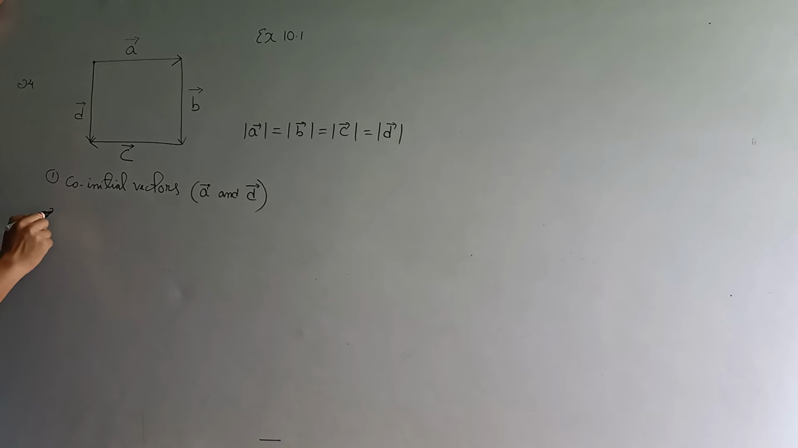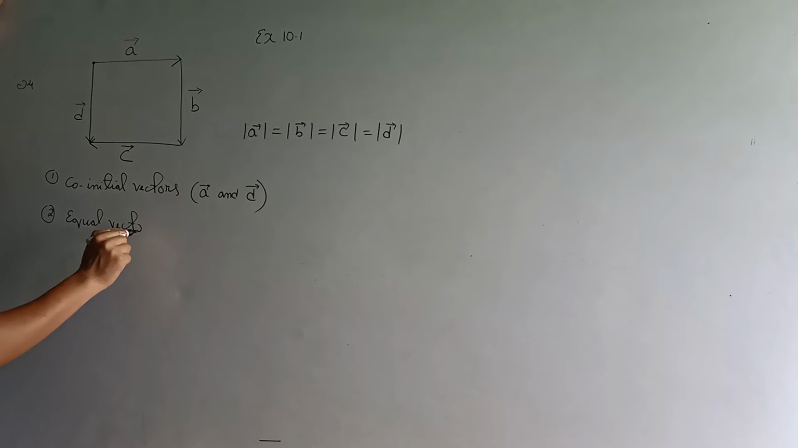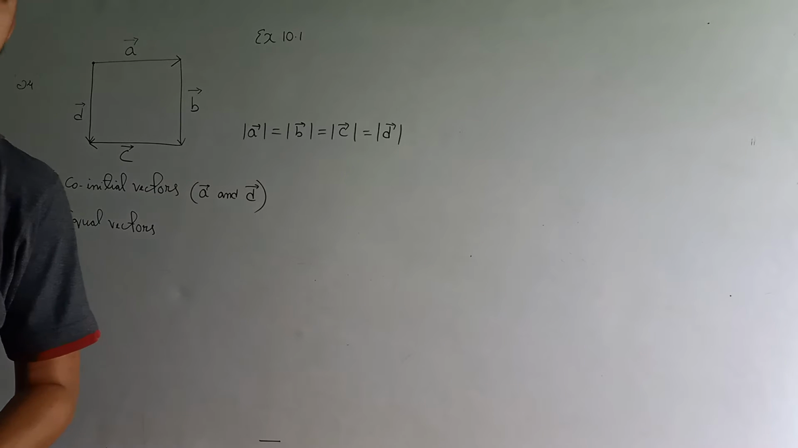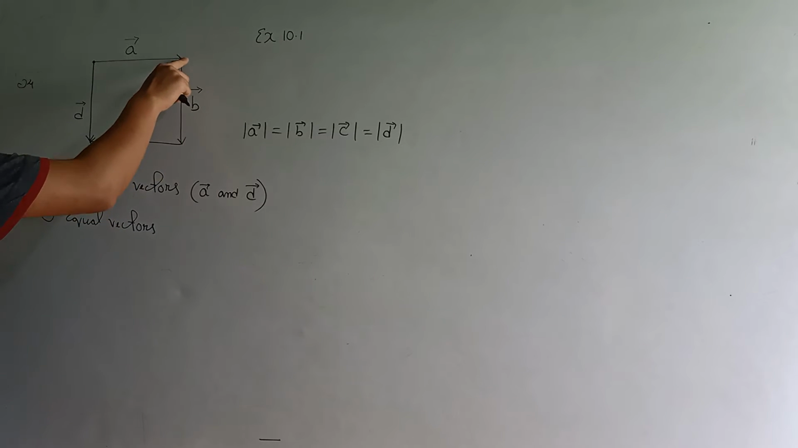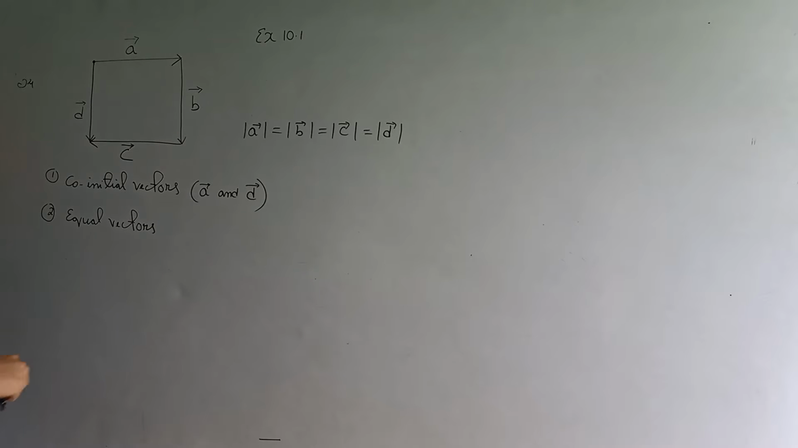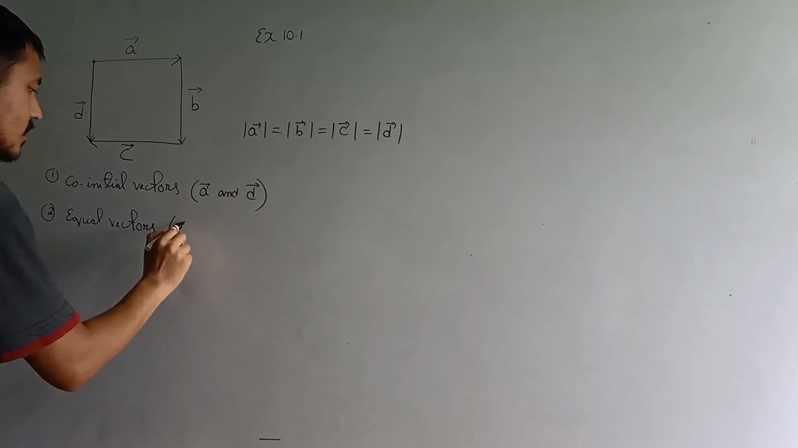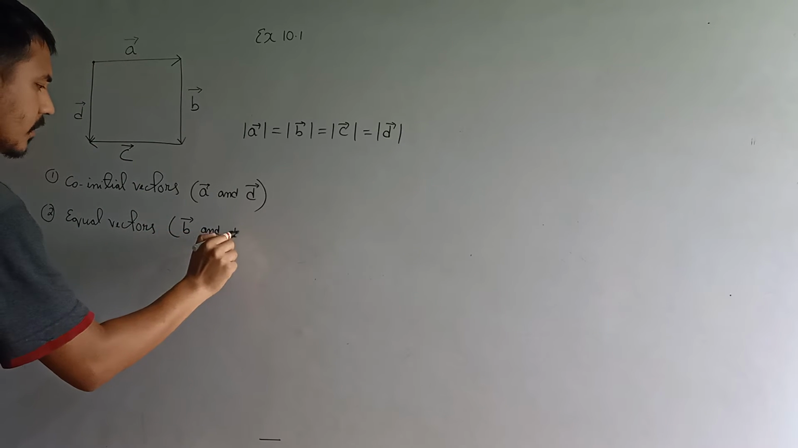What about the second one? Equal vectors. Two vectors are said to be equal if they have the same magnitude as well as the same direction. Okay, all of the four vectors have equal magnitude, but you need to check for the direction now. Is there any two vectors or three vectors which have the same direction? Vector D and B. Yeah, B and D. Of course, magnitudes of all of them are equal, but the direction of B and D are also equal, right? B is pointing downwards. D is also pointing downwards. So vector B and vector D.